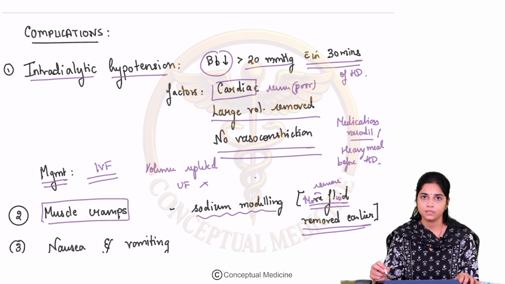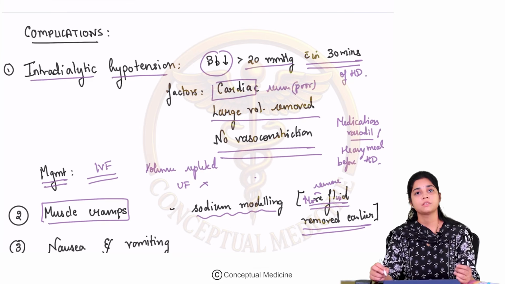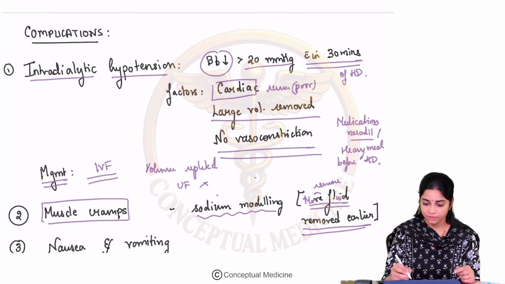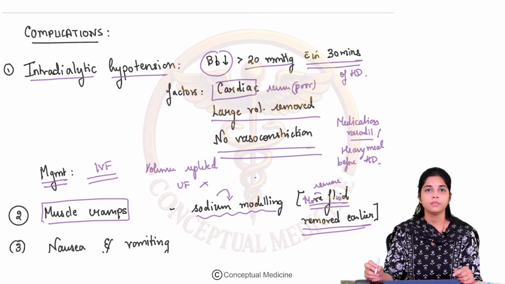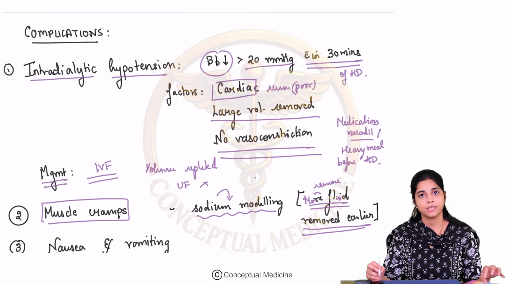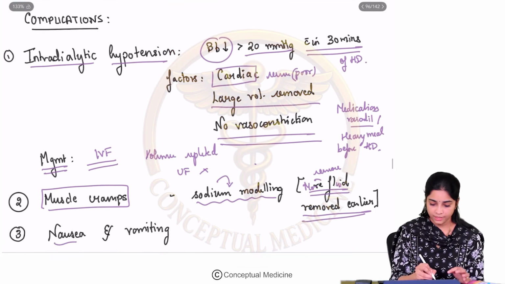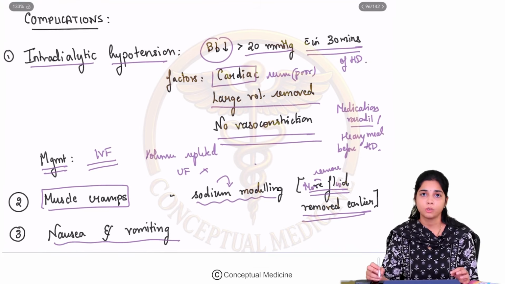Muscle cramps also occur mainly because of rapid exchange of sodium or rapid changes in the volume. So again, for this you do what is called sodium modeling. So more fluid is removed in the earlier session of dialysis rather than in the later session. Okay. Then you can have associated nausea and vomiting during your dialysis sessions.